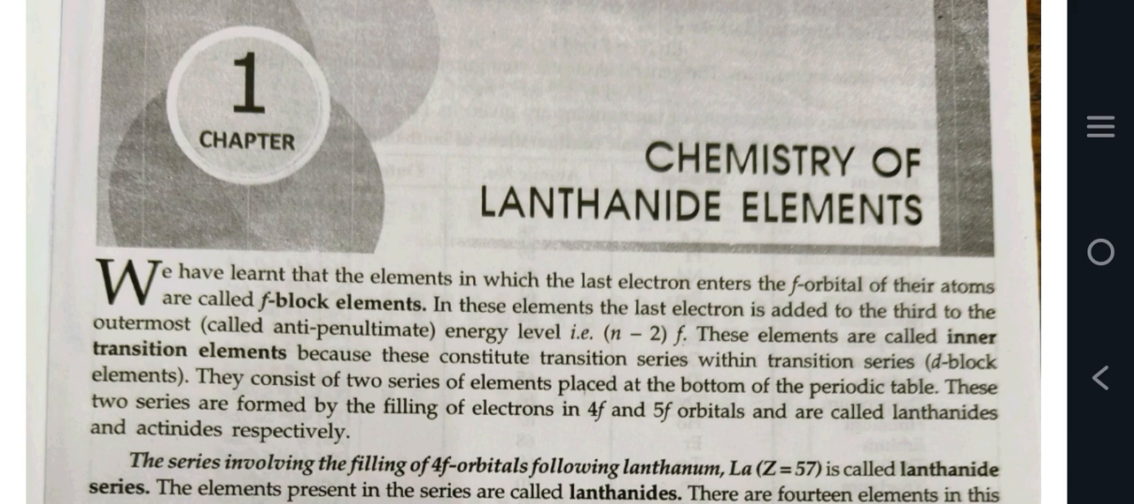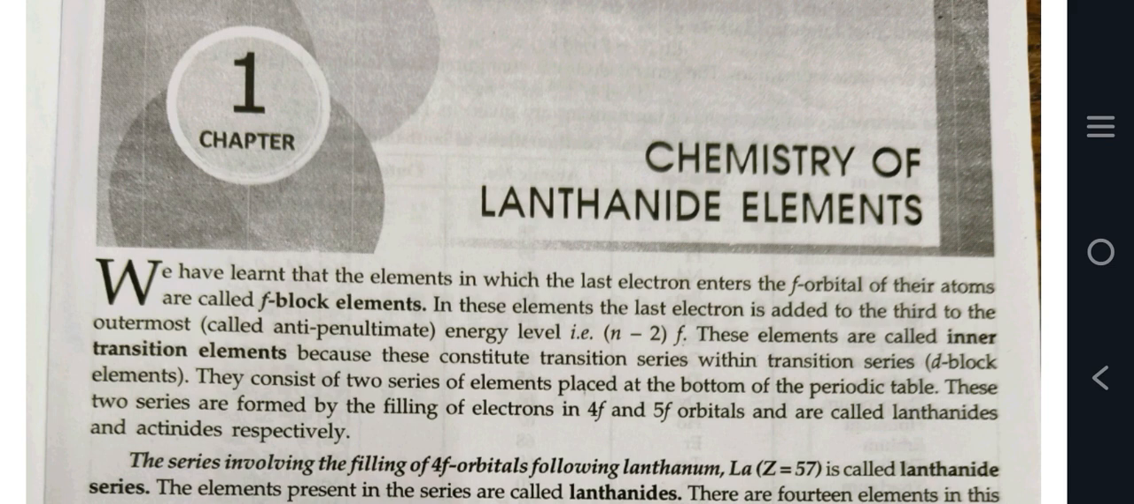Let's start. We have learned that elements in which the last electron enters the f orbital of their atom are called f block elements. In these elements, the last electron is added to the antepenultimate energy level, for example (n-2)f. These elements are called inner transition elements because these constitute transition series with the d block transition series.